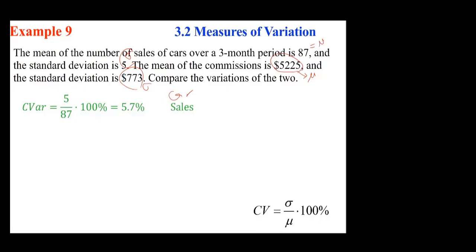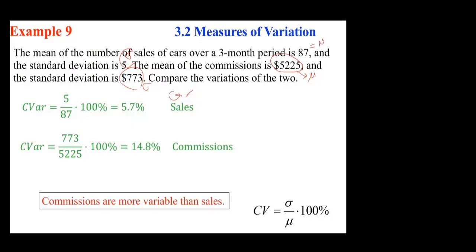773 divided by 5225. And again, it is extremely important that you write it as a percentage. If you wrote it as 14.8 or 5.7, it is wrong. Even if you left it as a fraction, I'm okay with that, but understand they want it in percentage. If you left it as 14.8, it is wrong. So that's extremely important to understand. So with that being the case, when you compare, the second one is larger and has more variation. So commissions are more variable than sales of cars.